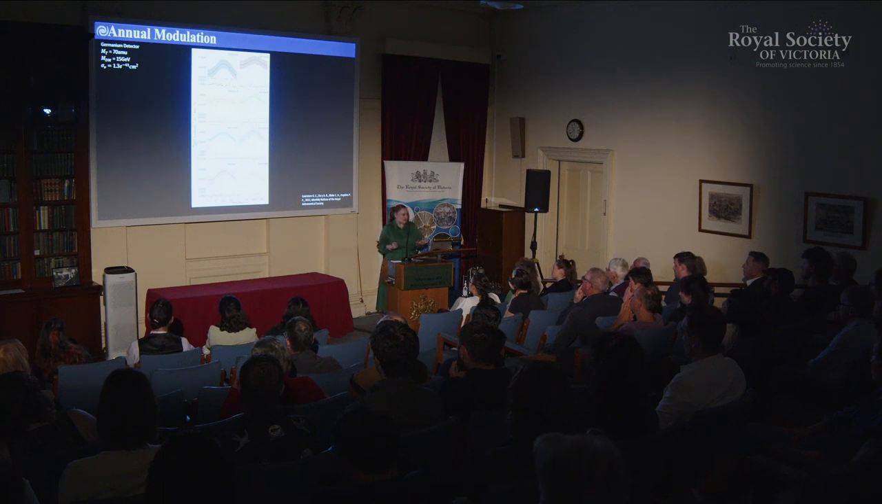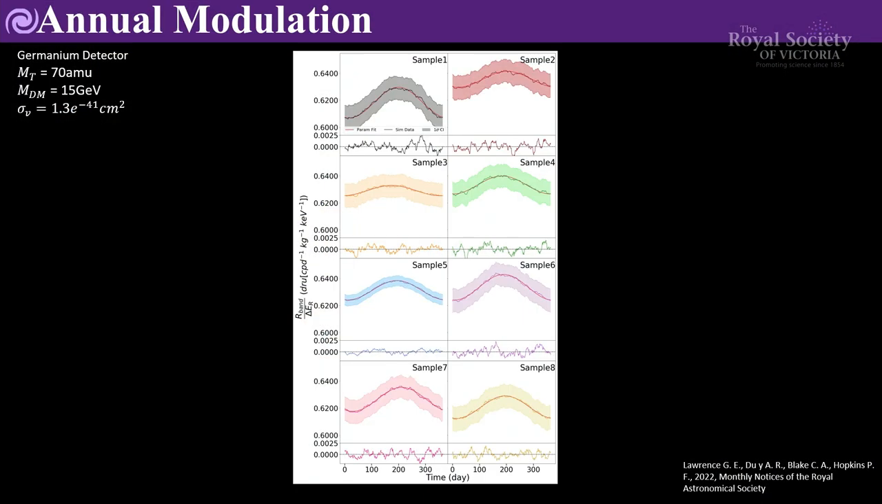We do have to make a few assumptions here. There are 75 equations that go into making this plot, but all we really need to know is that this is for a germanium-based detector, and we've taken a dark matter mass. We're assuming a dark matter particle which is 15 gigaelectron volts in weight.